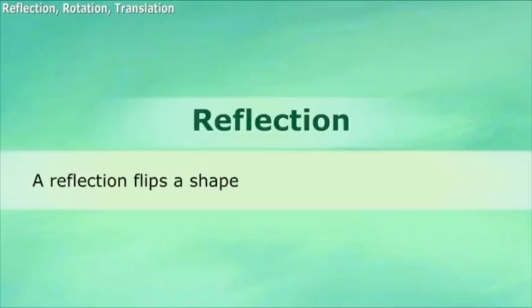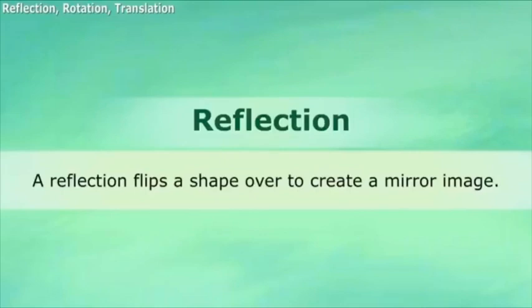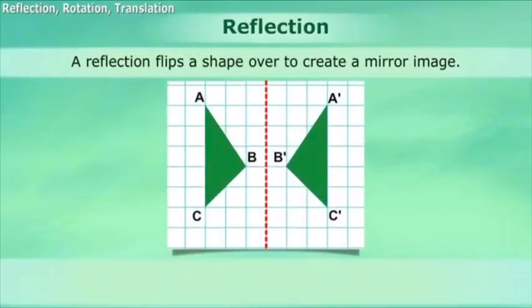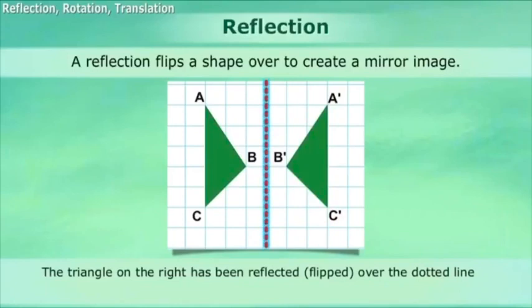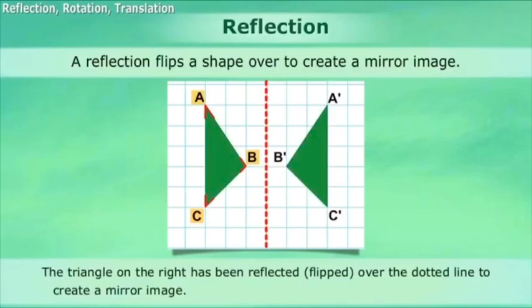First, the reflection. A reflection flips a shape over to create a mirror image. For example, the triangle on the right has been reflected or flipped over the dotted line, creating a mirror image. So, if you have a triangle ABC, its image by reflection on the dotted line is A dashed, B dashed, and C dashed.